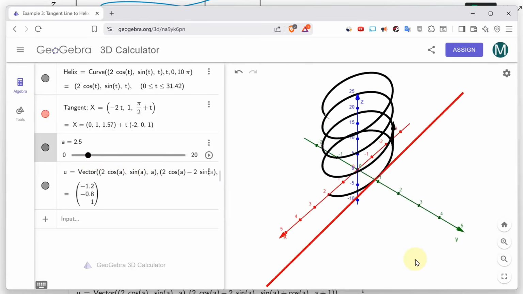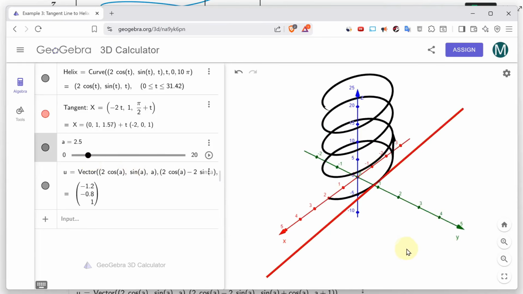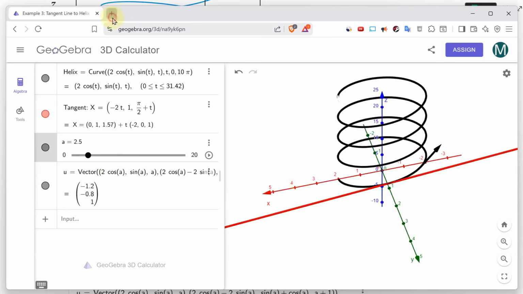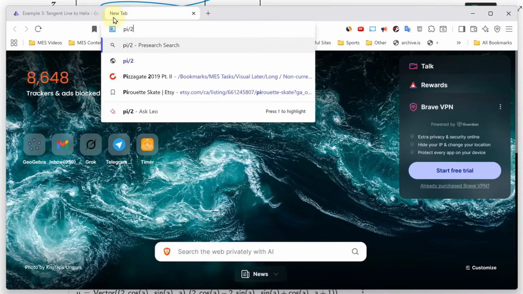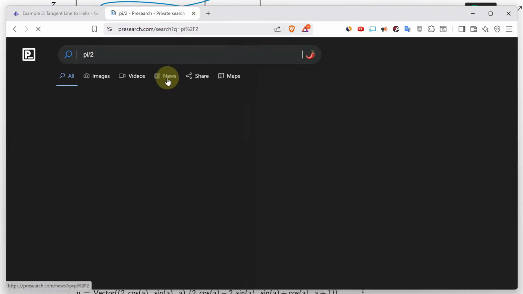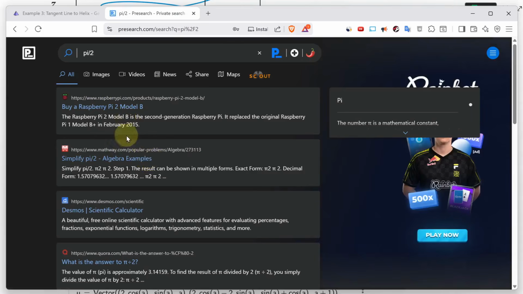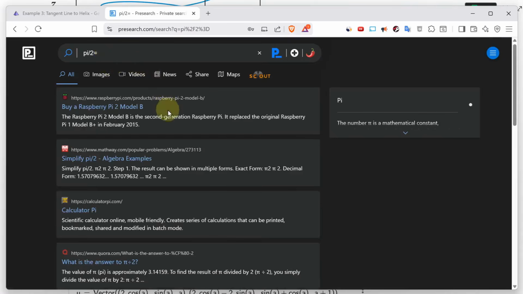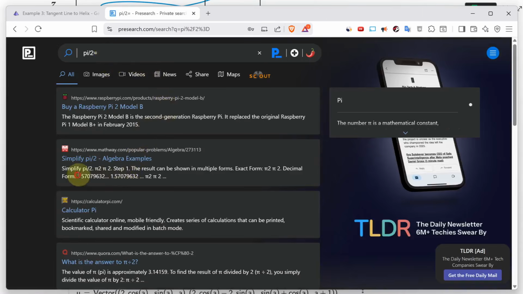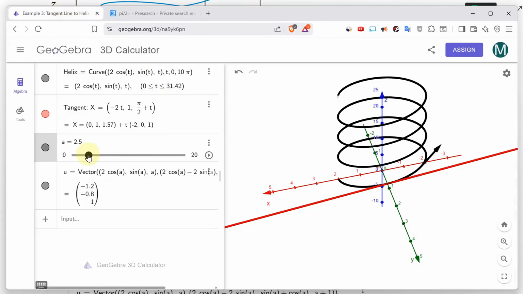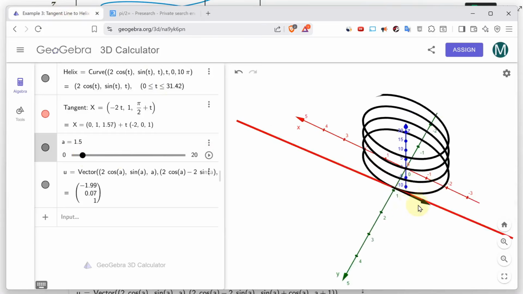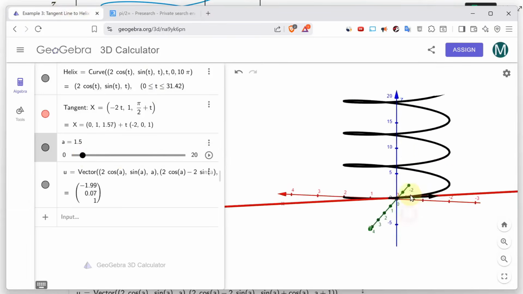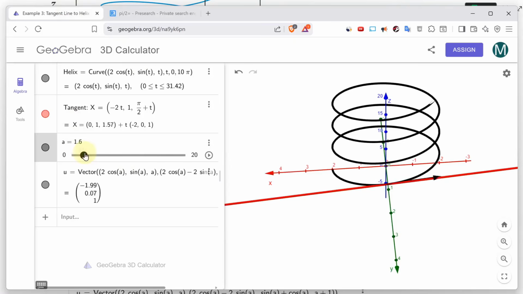I think it's 1.57, let's do that quickly. Pi over 2 should be equal to 1.57. So if we go to around 1.57, it should line up pretty much in sync. There's 1.5, so there's the tangent line in red, and there's the tangent vector, and again, it's almost exactly it.